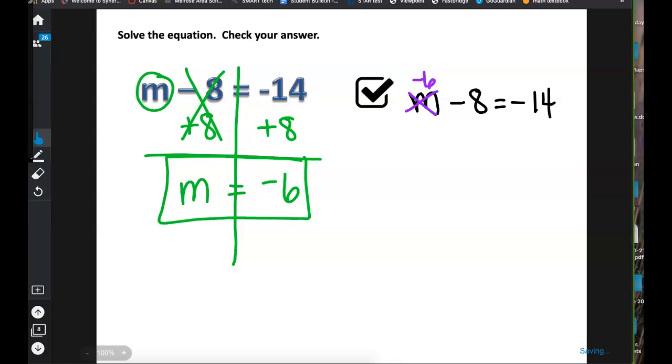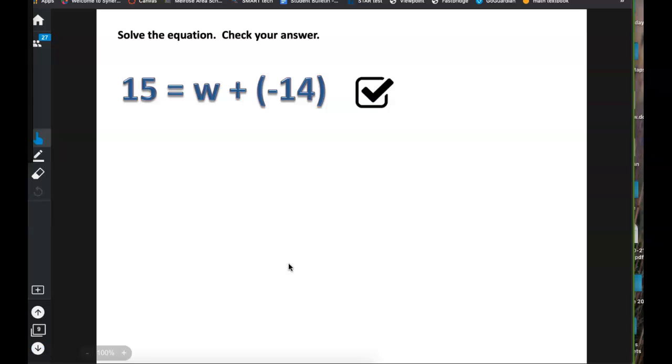Does that work? What is negative 6 minus 8? Okay, if we do that, negative 6, keep, change, change. Negative 6 plus negative 8 is negative 14. So it works. Okay, because both sides are equal, we know it works. Okay, one more together and then you're going to do 2 on your own.